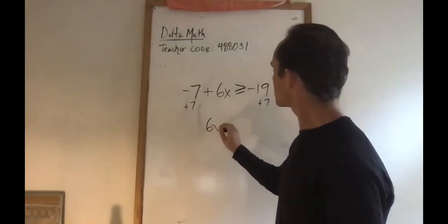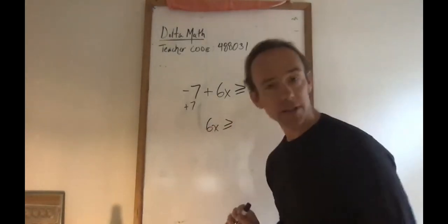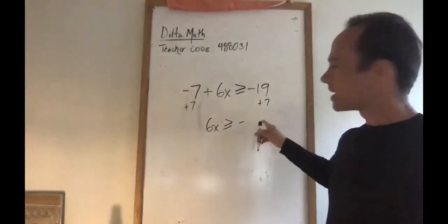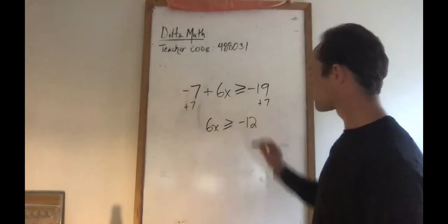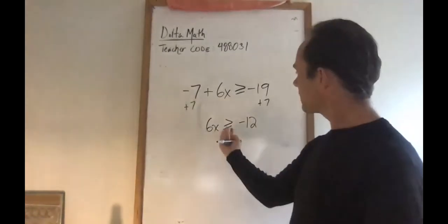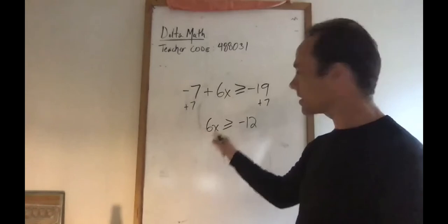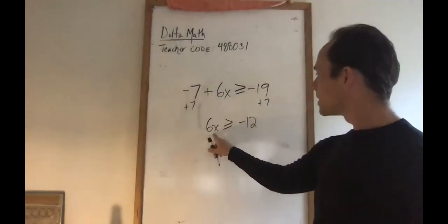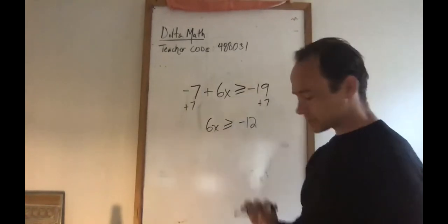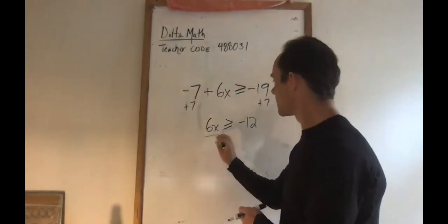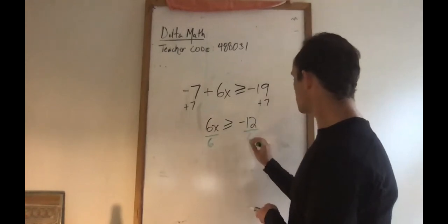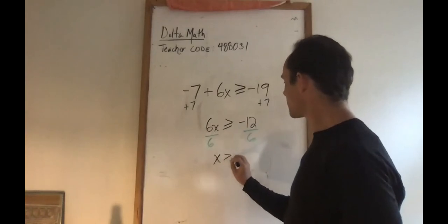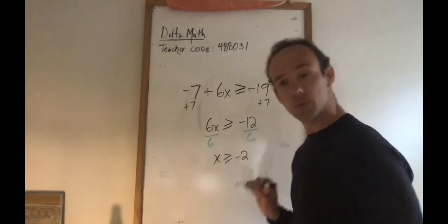And that gets me 6 times x is greater than or equal to 12. You never have to flip this inequality when you are adding or subtracting. Okay, so we're not going to flip the inequality. Now what I'll do is I got to get x by itself. So let me divide by 6. And so we get x is greater than or equal to -2.